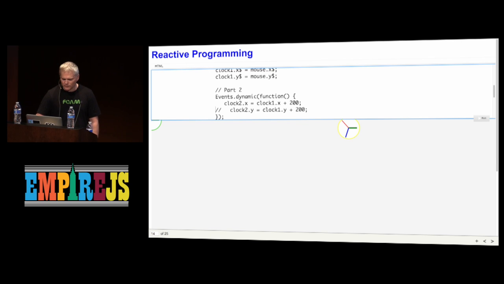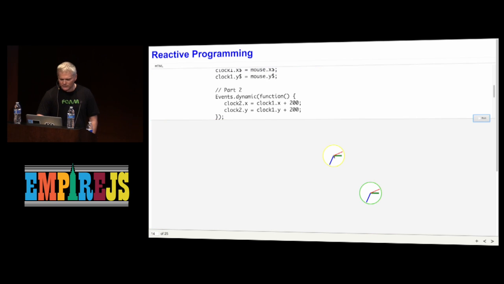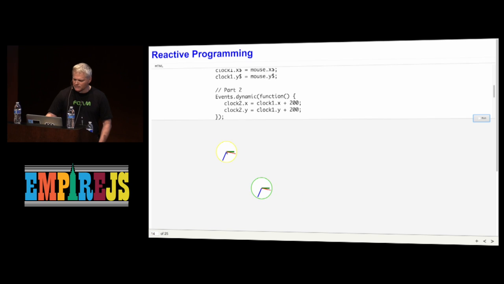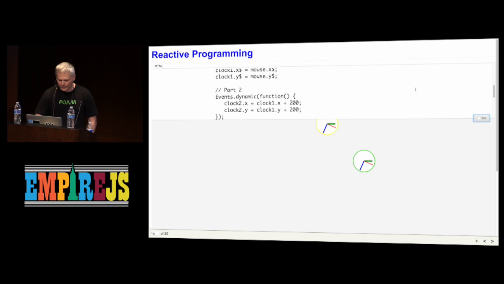Or I can do something like this. And this is really like how spreadsheets work. You don't have to add listeners and callbacks. You just say that it's a formula, a function of something else, and the system does that for you. So now I've said that the second clock's x is the first clock's x plus 200, and that causes a network of dependencies. Okay. Comment these out.